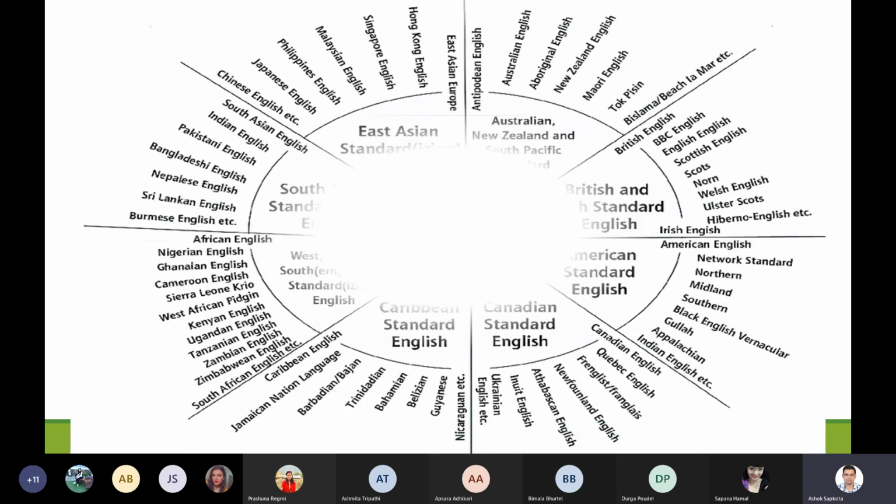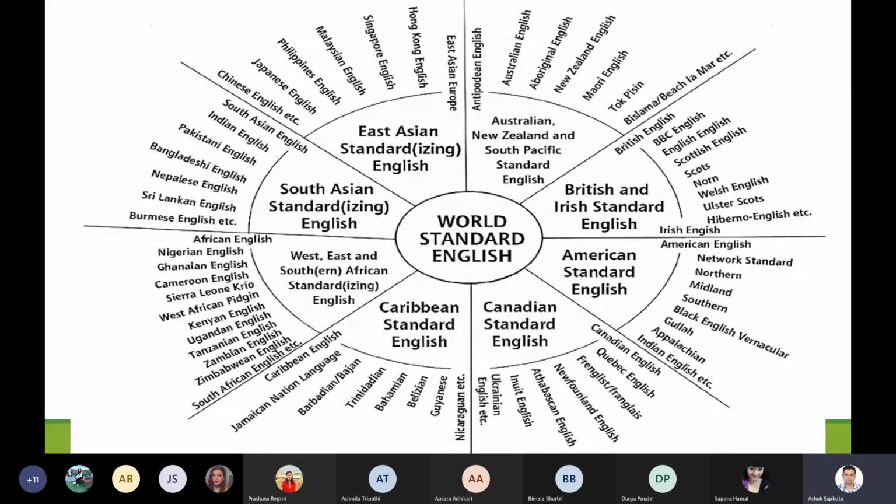This diagram shows you how English has been scattered around the world. We have different forms of English: East Asian standardizing English, Philippine English, Japanese English, Chinese English, Malaysian English, Singaporean English, Hong Kong English. In this context, we are relating English not to one context, but to very diverse contexts. Now, just have a quick look. Where is Nepalese English? Can you find where we are? Just 30 seconds for your reference.